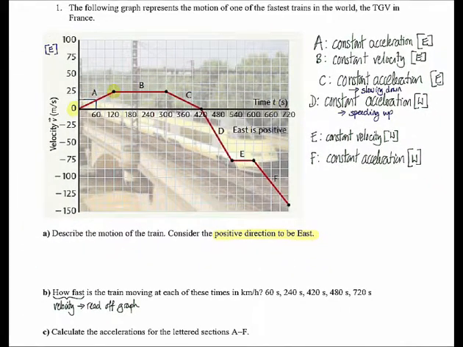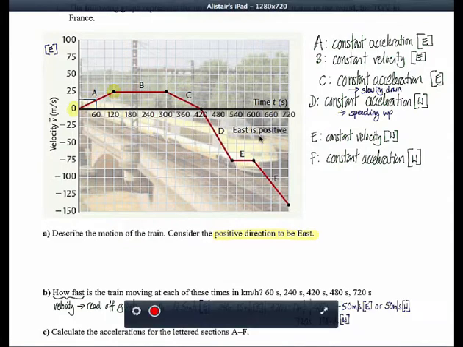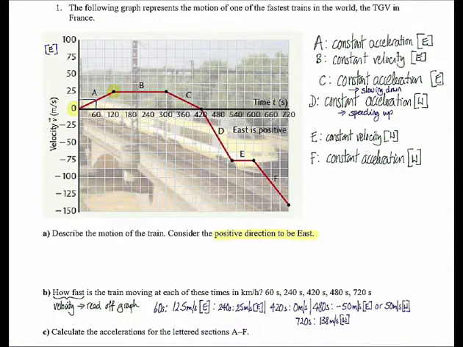So let's see what we've got. Starting off with 60 seconds, the velocity is 12.5 meters per second east. And so on. So I've completed those values. Here they are. Just going to highlight them here.